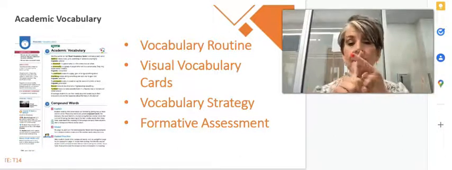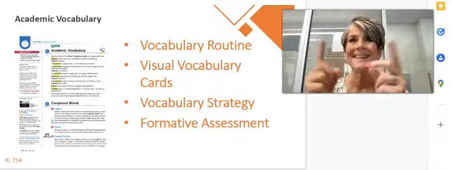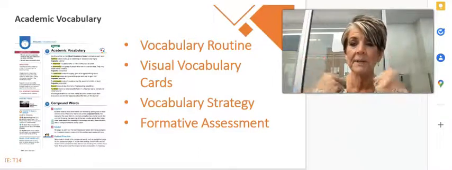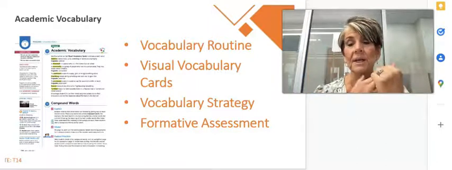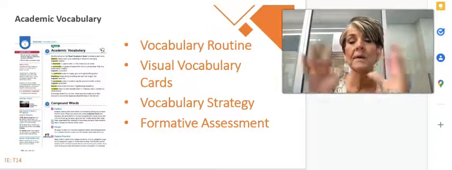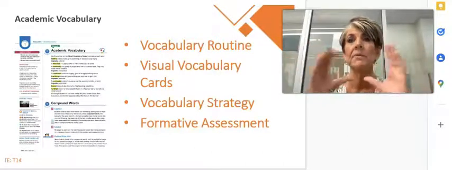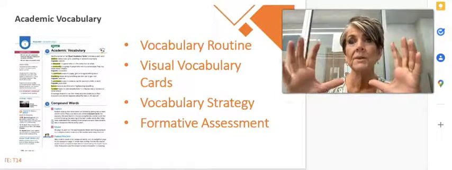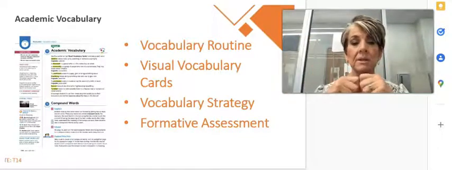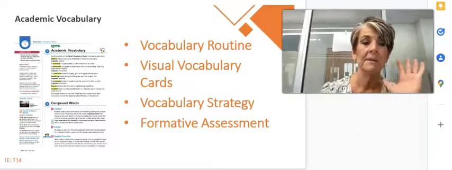How will I set up my shared read on lesson 1? When am I going to teach my vocabulary? Will it be on lesson 1 or will it be in lesson 2? What vocabulary strategy will I use? And what is my formative assessment? Am I going to use some of the digital components? Am I going to use the cards that come with the teacher manuals, those ancillary materials? Where will my vocabulary fit?